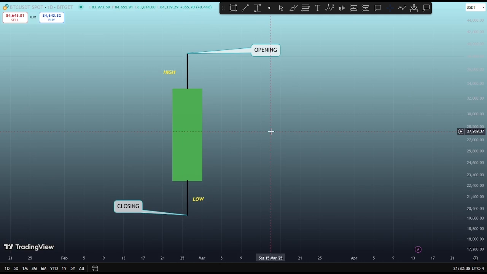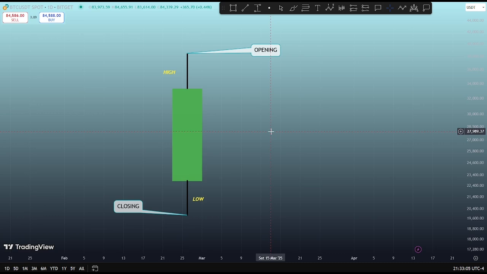So basically we have four things in candlesticks: the candlestick opening, closing, its high and its low. A candlestick shows the price movement during a specific time frame, for example 1 hour, 4 hour, or daily time frame. Each candlestick has its opening, closing, high and low.